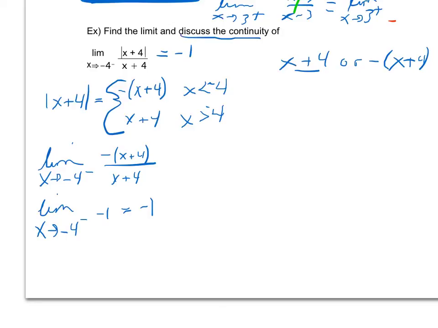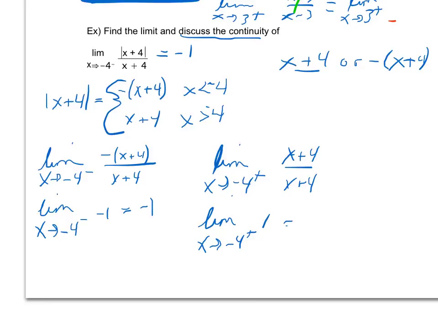However, if I were asked to discuss the continuity, I can say that, for a couple different reasons again, f of negative 4 is not defined, I get 0 over 0. Also, notice if I were to check the limit from the right, just for that extra practice with finding limits, then I would be going from values that are larger than negative 4, and I would use the function x plus 4 over x plus 4, which would reduce to the limit as x approaches negative 4 from the right of just 1, which would be 1.